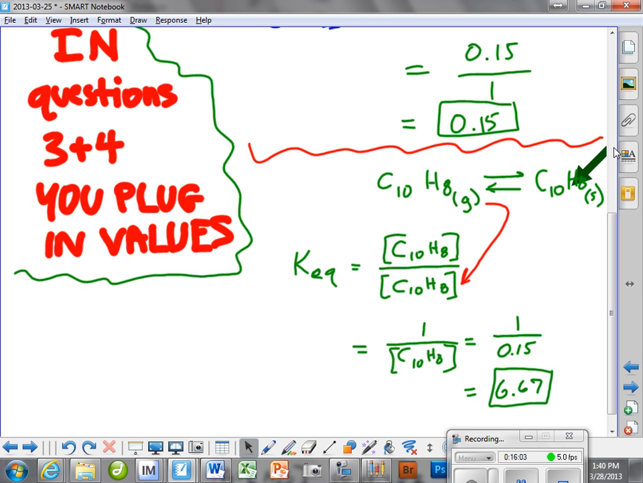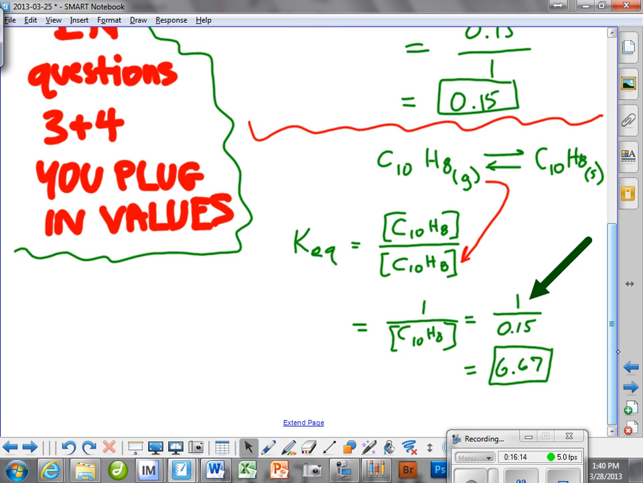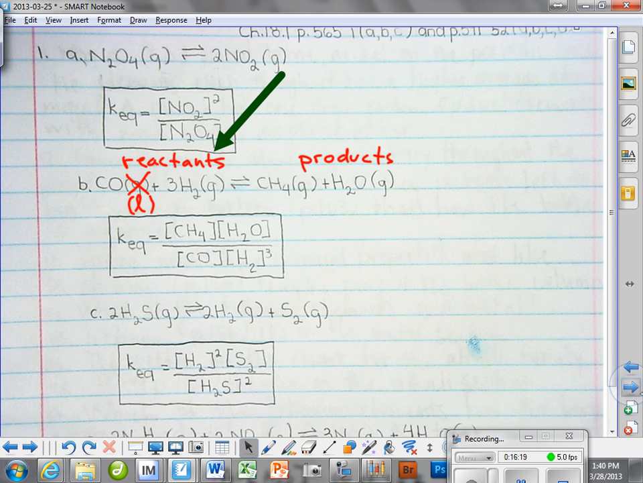Solids become 1, as do liquids, pure liquids. And that's one of the things that's always common with heterogeneous: a solid or a liquid in there somewhere. Okay, does that make sense now? Okay, here we go. Let's go on and let's fill in this guy.